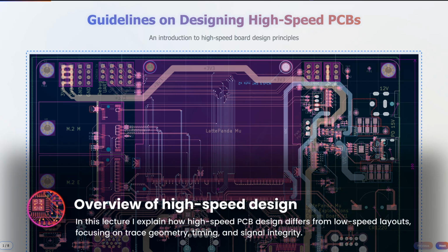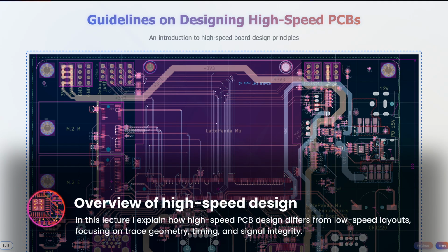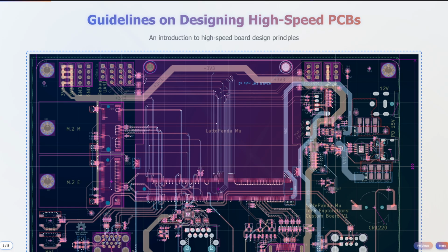Welcome back. In this short lecture, I hope you understand what we mean by high-speed PCB design and how it differs from the low-speed designs that you may already be familiar with, such as when you're working with Arduinos, ESP32 boards, or Raspberry Pi hats. If you built any of those, you already know the basics of schematic capture, layout, and manufacturing. High-speed design builds on those same foundations, but it also introduces a new dimension: the physics of fast electrical signals.